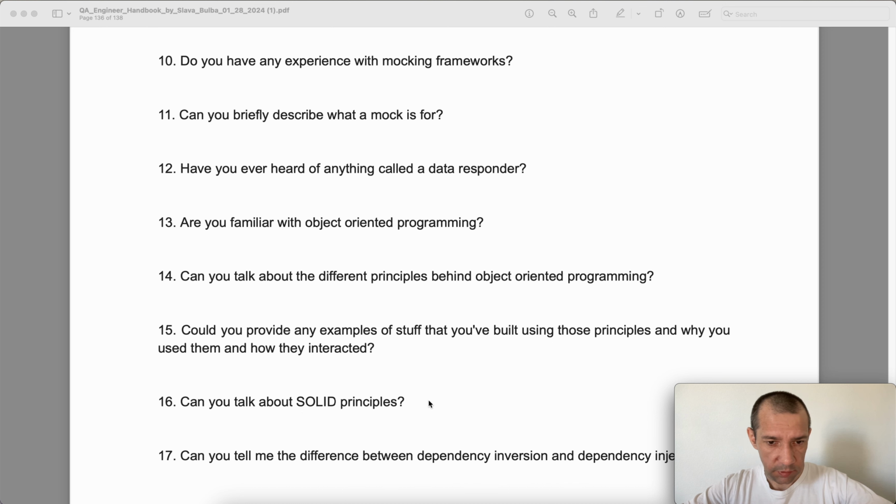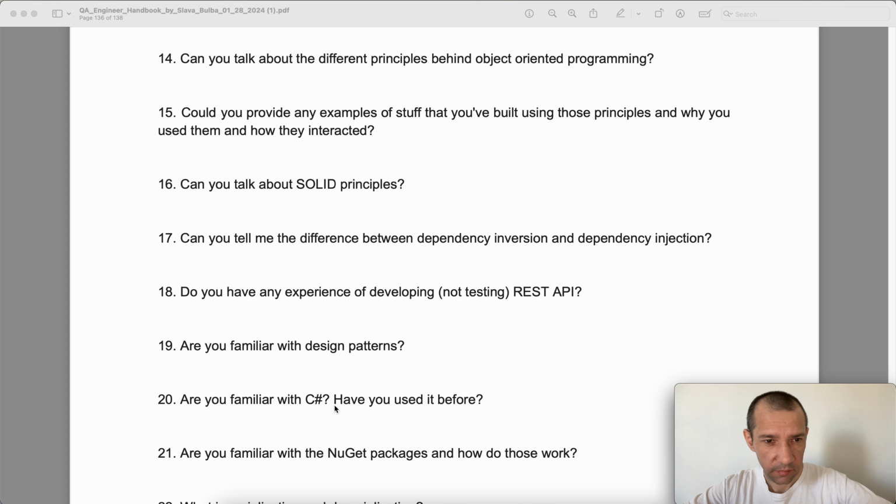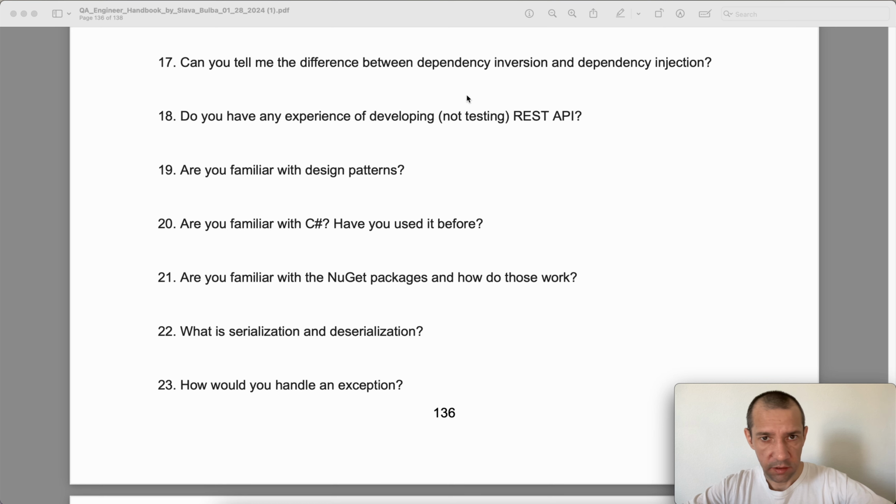Could you talk about SOLID principles? So single responsibility, open closed principle, Liskov substitution, interface segregation, dependency inversion. Can you tell the difference between dependency inversion and dependency injection? Do you have any experience of developing REST API? Not sure why they were interested in development experience, but anyway, I had such, and gave them some examples.